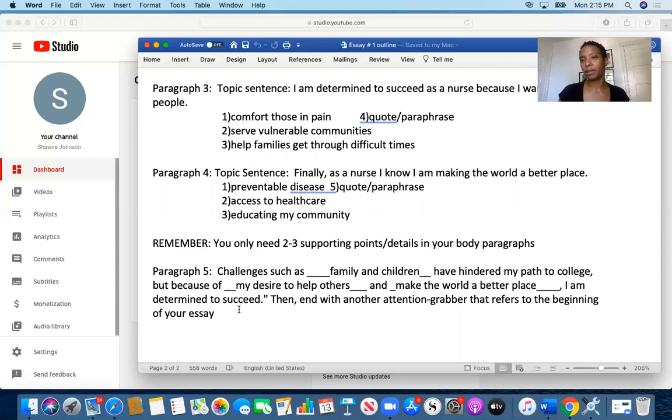Sit down with this and think about it a bit. If you have any questions or concerns, you can always email me. And again, the articles that you should be using are the articles that we've read so far.